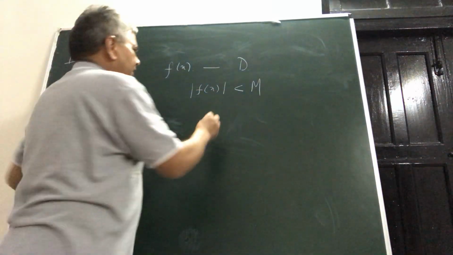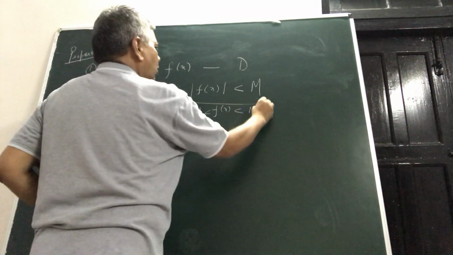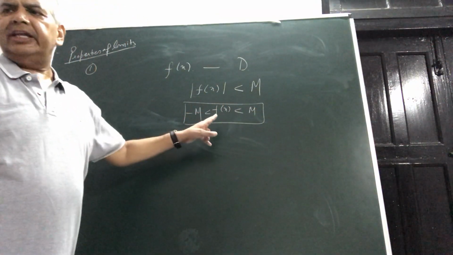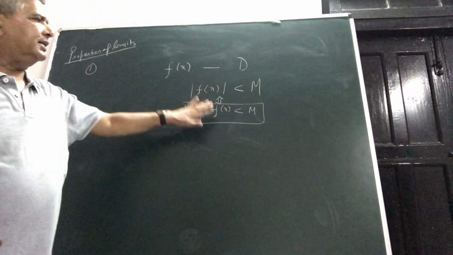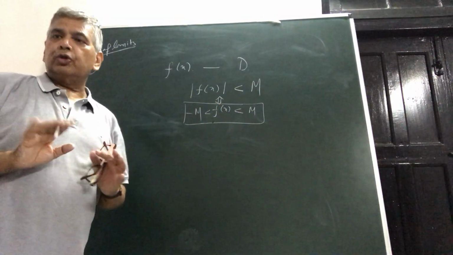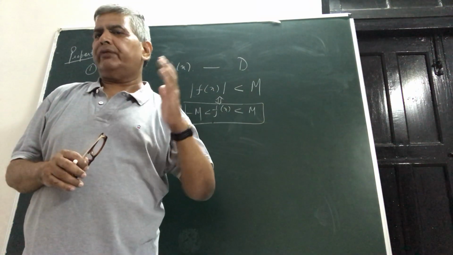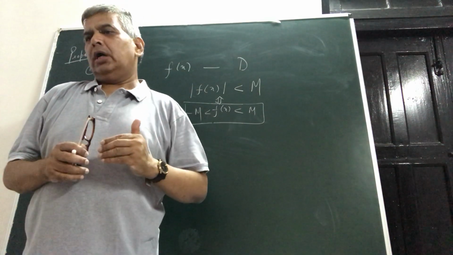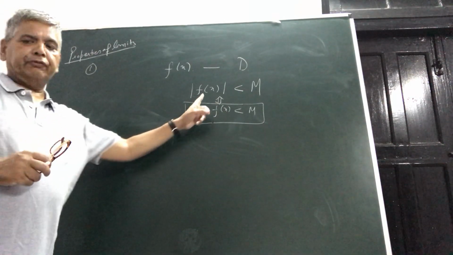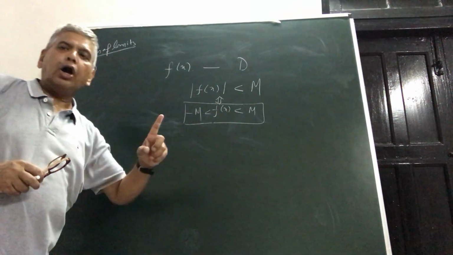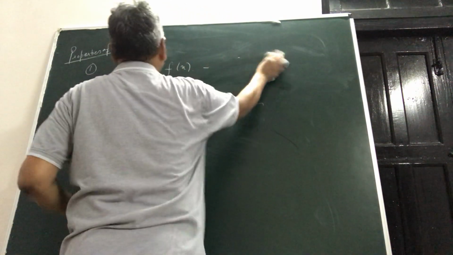So mod f(x) is less than M, it also means that -M is less than f(x) is less than M. So mod f(x) is less than M amounts to this inequality. In fact, both of them are same. This implies this and this implies this. So this thing also you have to take into cognizance that all the properties of limits which we shall be now proving, the functions and the limiting values, all of them will be bounded. So with this, let us take the first property here.